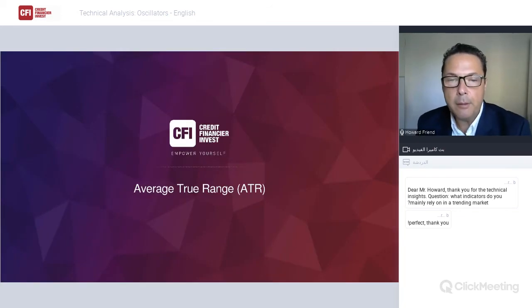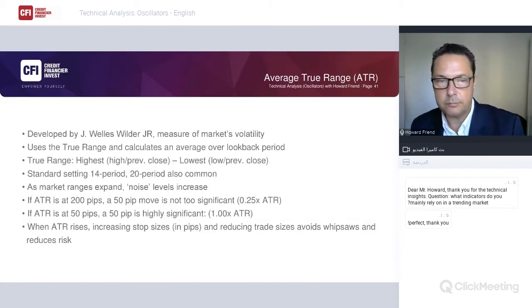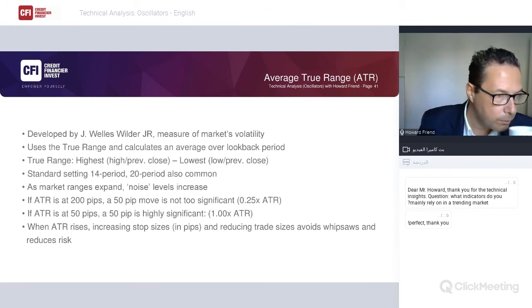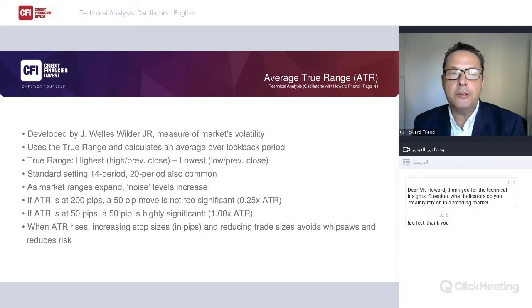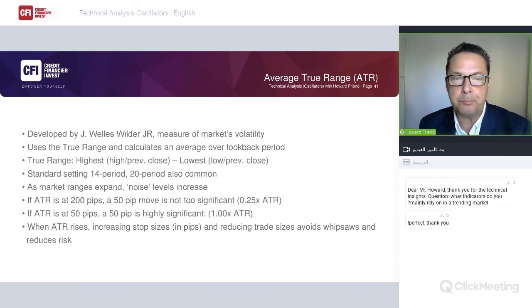Okay, so now I'm going to talk about an indicator which is very, very different from the ones we've looked at so far. This one is more concerned with market volatility rather than momentum, and it's called the average true range. This indicator was developed by Wells Wilder, and it's a measure of, as I say, the market's volatility.